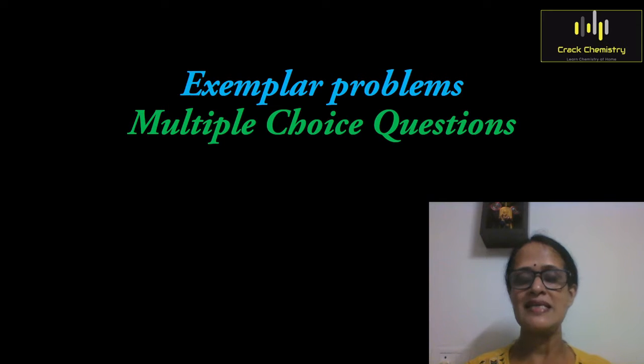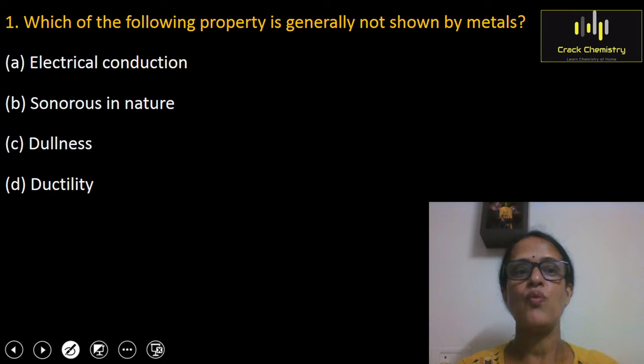Our topic is exemplar problems. I'll discuss 10 multiple choice questions today. Children, first question is, which of the following property is generally not shown by metals? So we will discuss all the 4 options one by one.